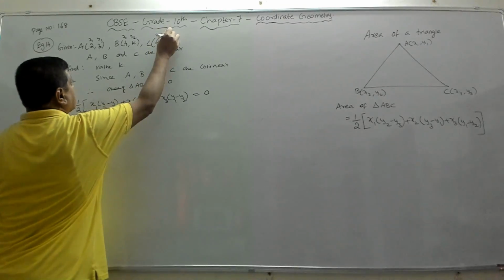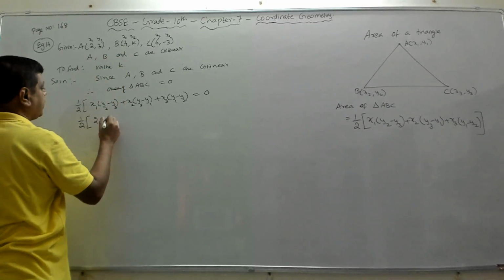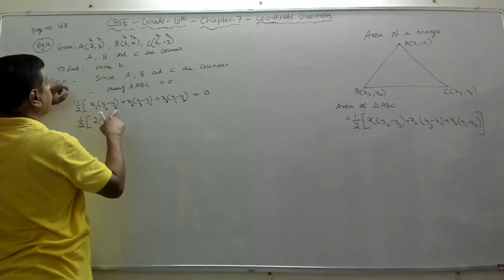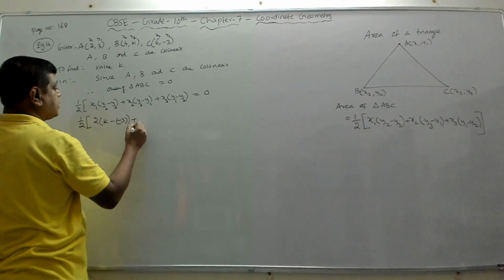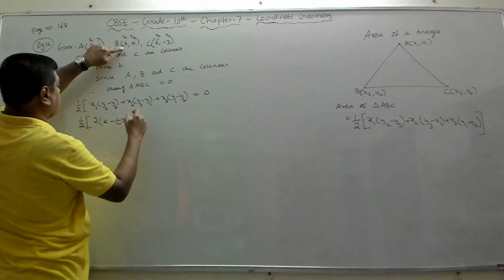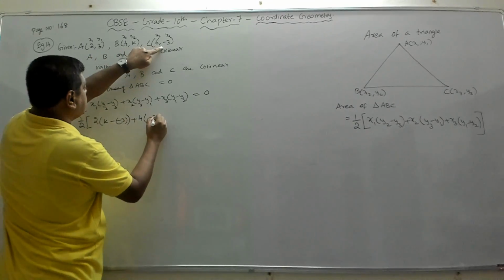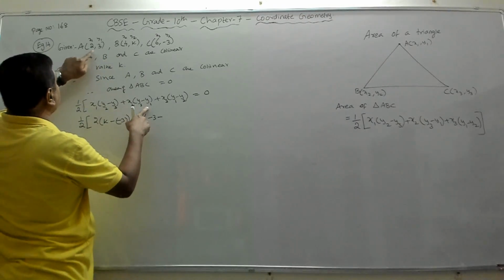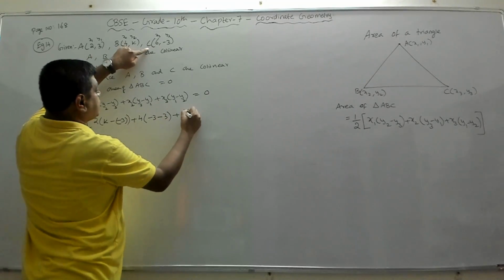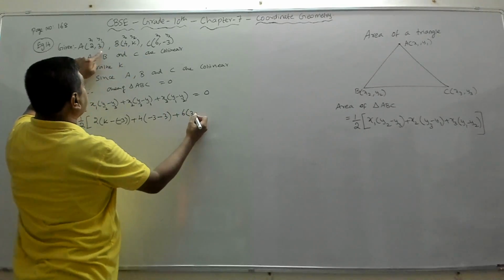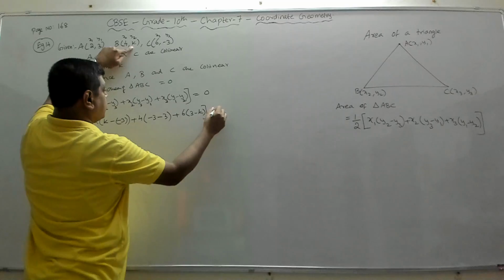x3, y3. Now x1 is 2 into y2 minus y1. y2 is k minus y3. Sorry, y2 minus y3, k minus of minus 3, plus x2. x2 is 4 into y3. y3 is minus 3 minus y1. Sorry, y1 is 3, plus x3. x3 is 6 into y1. y1 is 3 minus y2. y2 is k. Close this bracket, equal to 0.